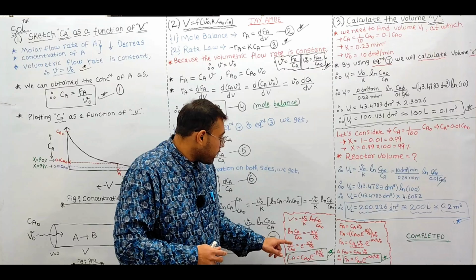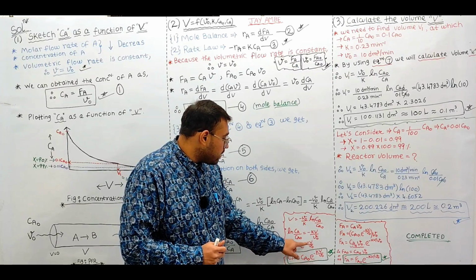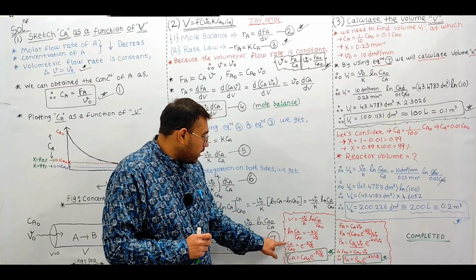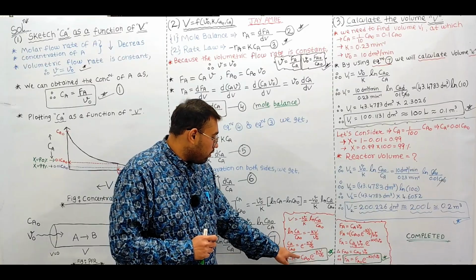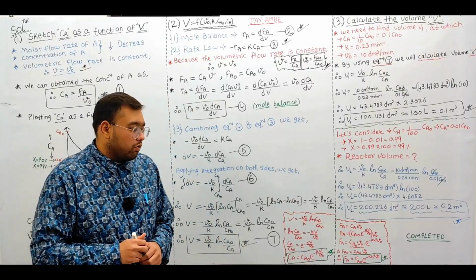So we are taking the anti-log. So Ca by Ca naught is equivalent to e raised to minus Kv by nu naught, okay. We are making Ca the subject. So Ca is equivalent to Ca naught into exponential of minus Kv by nu naught, okay.